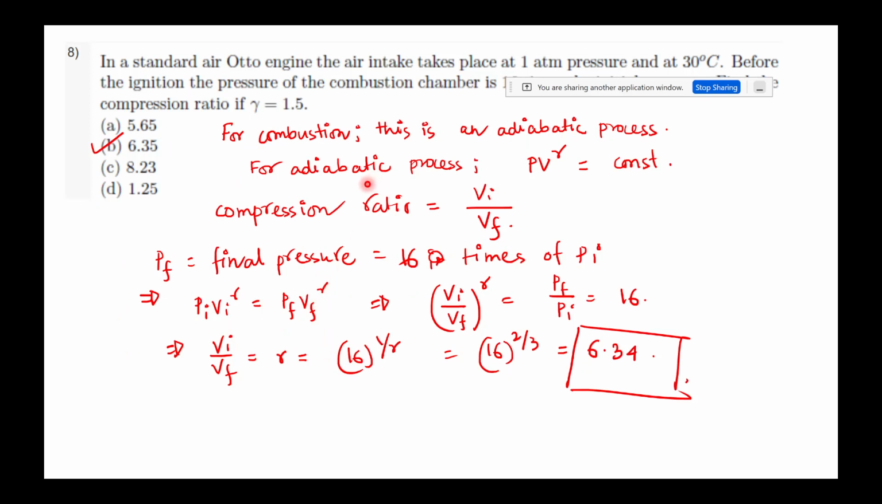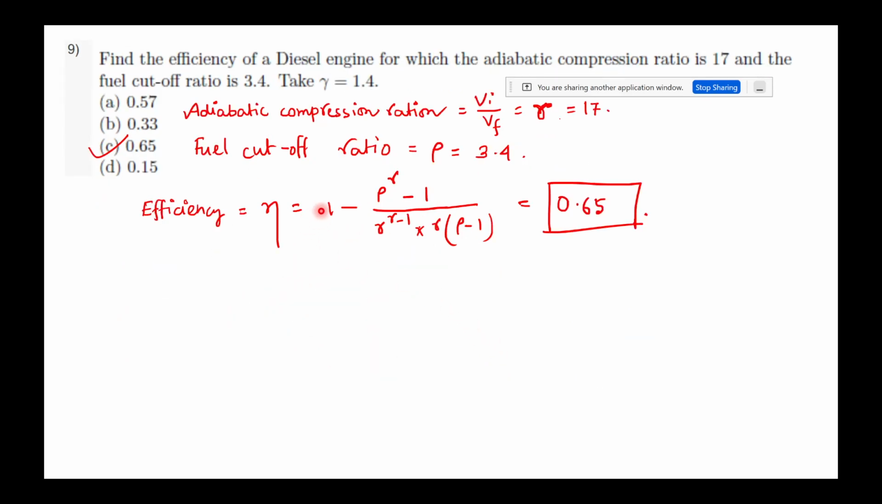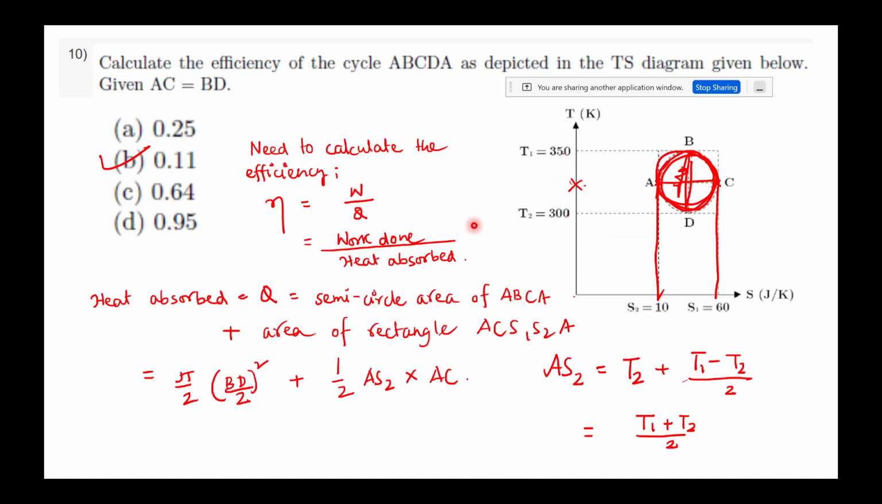So this is an Otto engine. We have to find the compression ratio Vi by Vf. This is an adiabatic process. After doing the calculation, we have got this. So here different parameters are given, and we have to find the efficiency of a diesel engine, and this is the formula. We got this, and this is one thing where we have to find the efficiency.